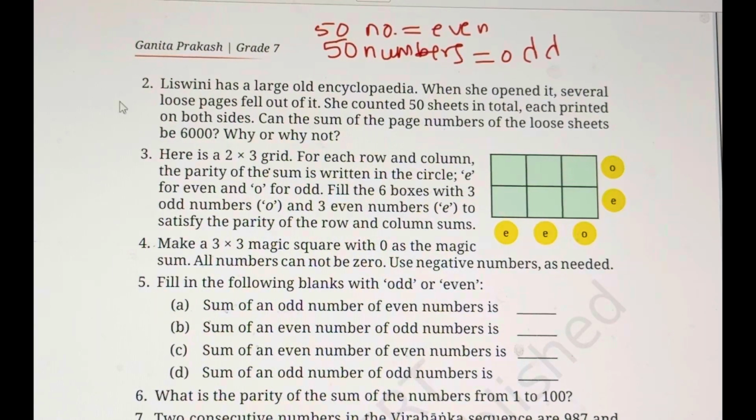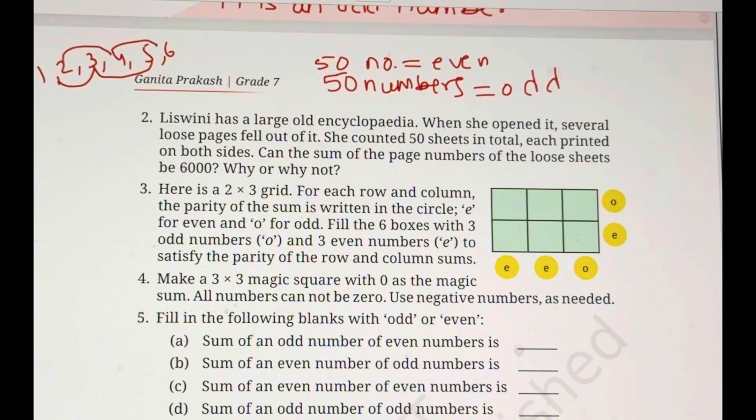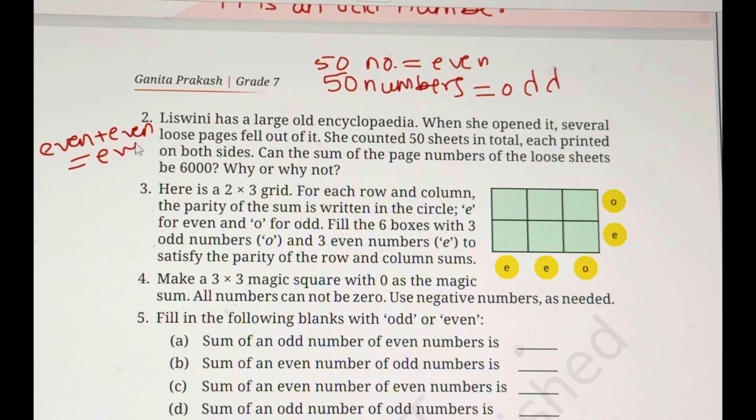50 numbers will be even, 50 numbers will be odd. Because suppose the numbers are 1, 2, 3, 4, 5, 6 like that. So every alternate will be an odd number and every alternate will be an even number. And there were 50 sheets. So 50 odd, 50 even. Whatever the number, you should be clear. We need to just remember the parity of addition. So even plus even gives you even.